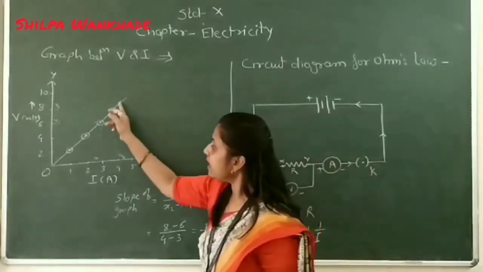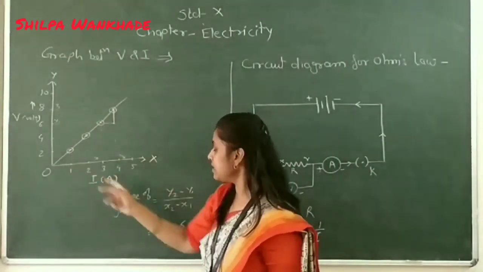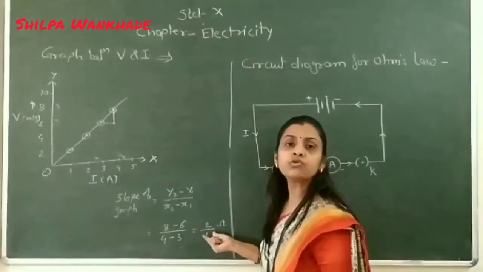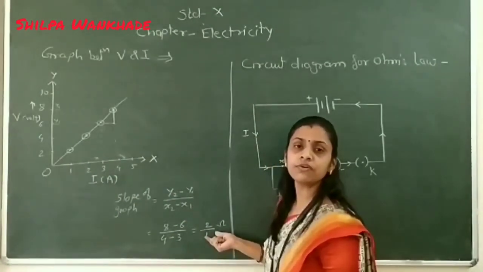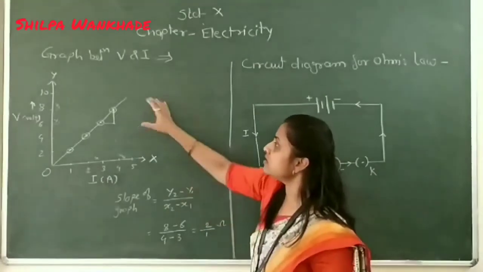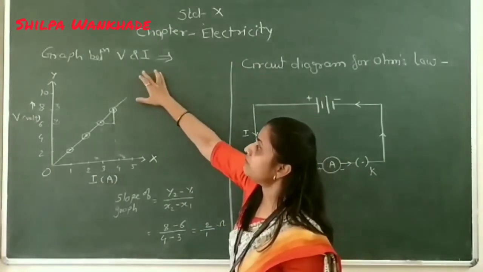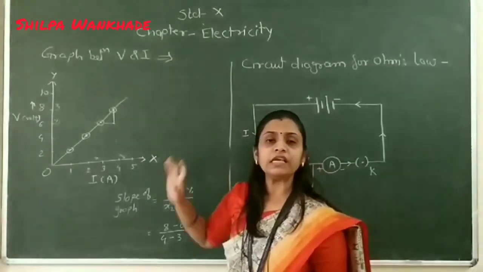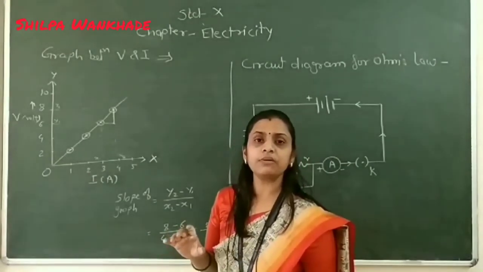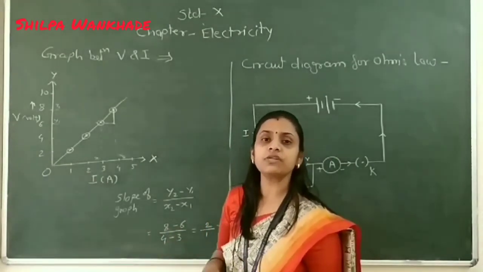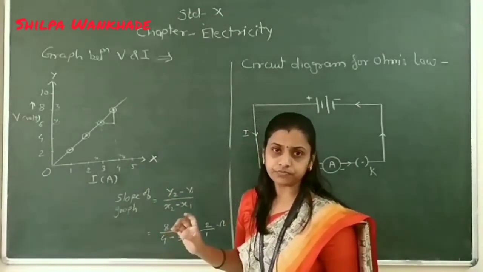Now if we take any two points and join them, every time we get 2 ohm, from the graph drawn between V and I. So what is the nature of the graph? When we draw the graph between potential difference and current, the nature of the graph is linear.